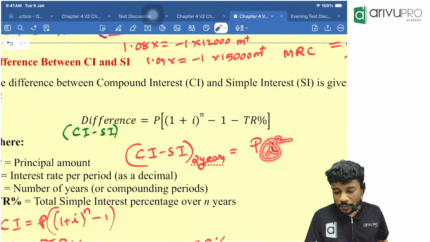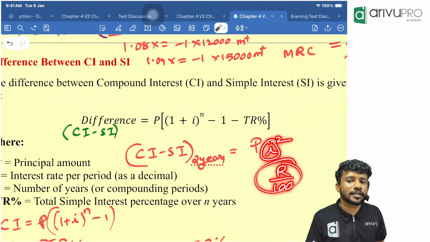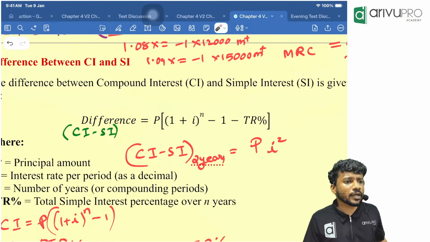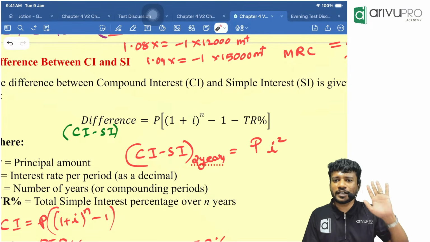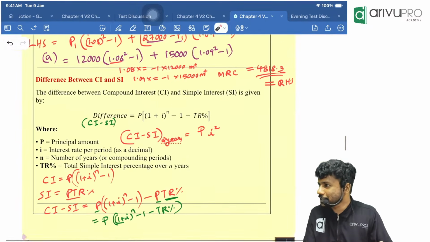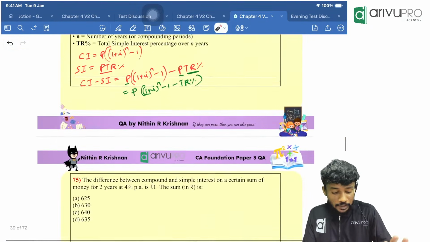Where I is what, people? R by 100. We already studied that. I is R by 100. It depends on the compounding, but usually we will only get annual compounding.